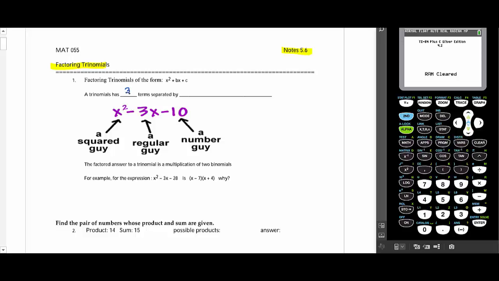A trinomial has 3 terms. That's why we call it a trinomial. And those terms are going to be separated by plus and minus signs, okay? That's how that basically goes, all right?